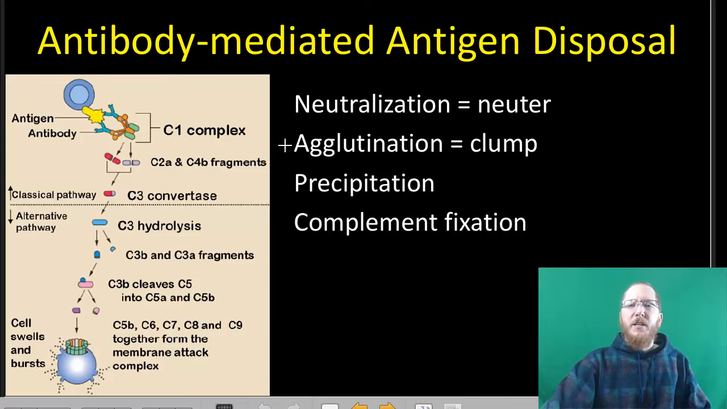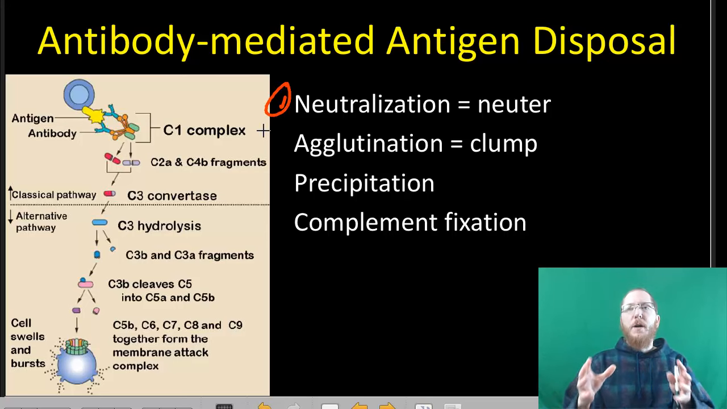Now, antibodies can do a variety of tasks to get their job done. The first is they can neutralize it, so they could essentially bind to the region of the virus that attaches to a cell.